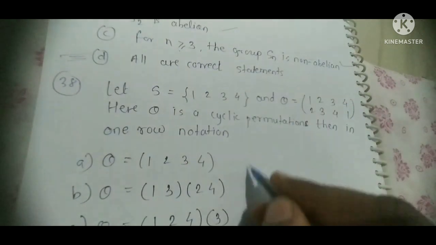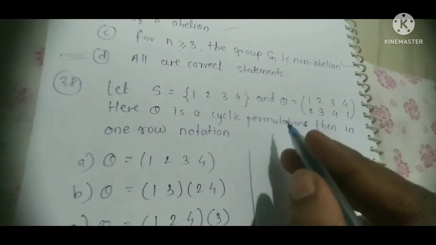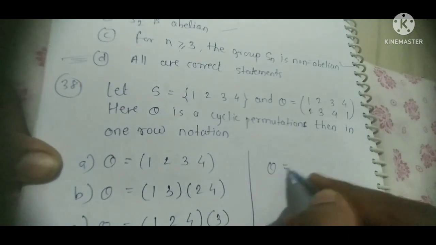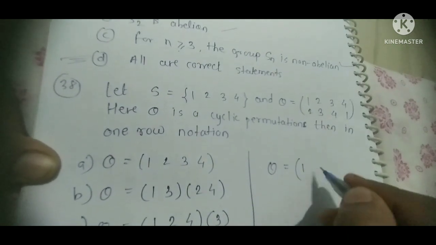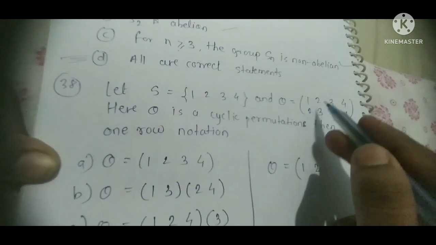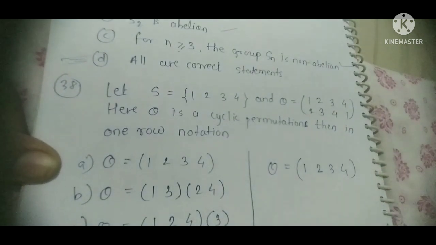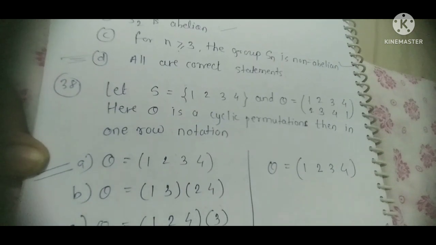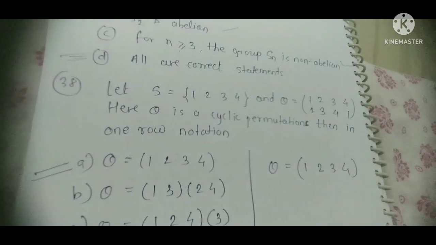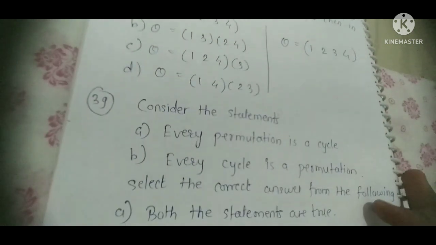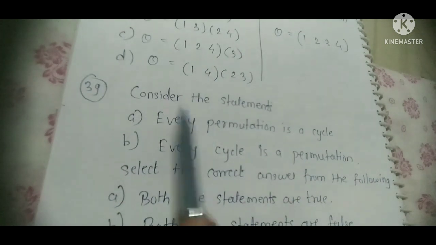So I have told you how we can write it in one row notation. Theta: 1 maps to 2, 2 maps to 3 and 3 maps to 4. So which one is the correct one? Option A is the correct option. Next MCQ.